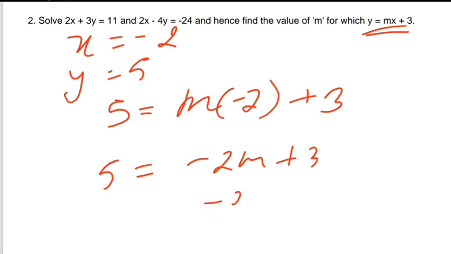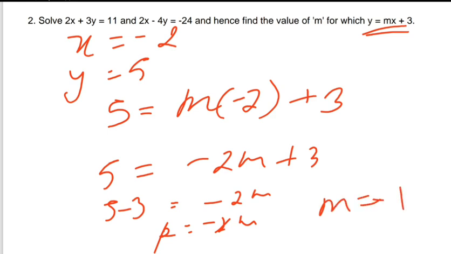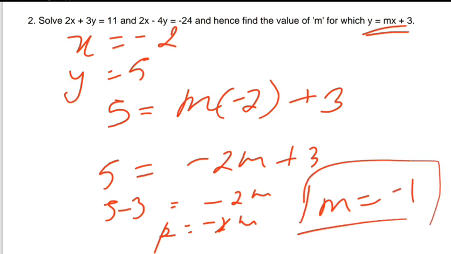So minus 2m is equal to 5 minus 3. 2 is equal to minus 2m. So cancelling 2 and 2, m is equal to minus 1. So this will be your answer. The value of m is minus 1. So that's it. Let's go to the last question of this exercise.